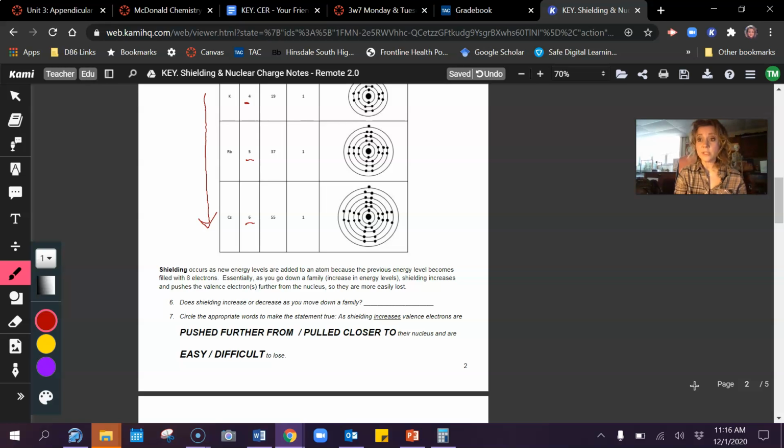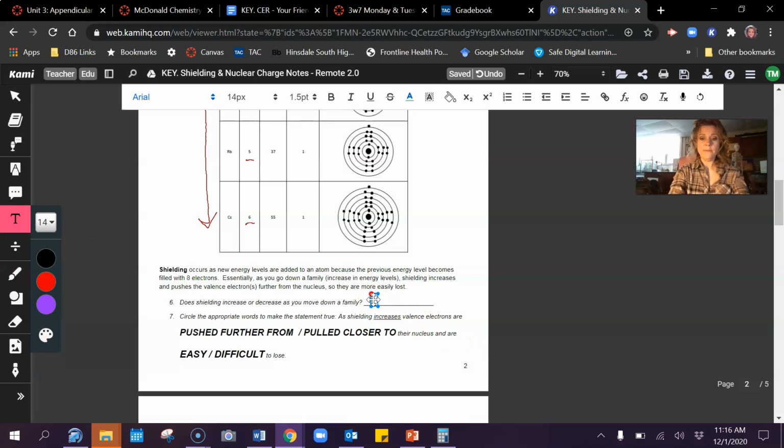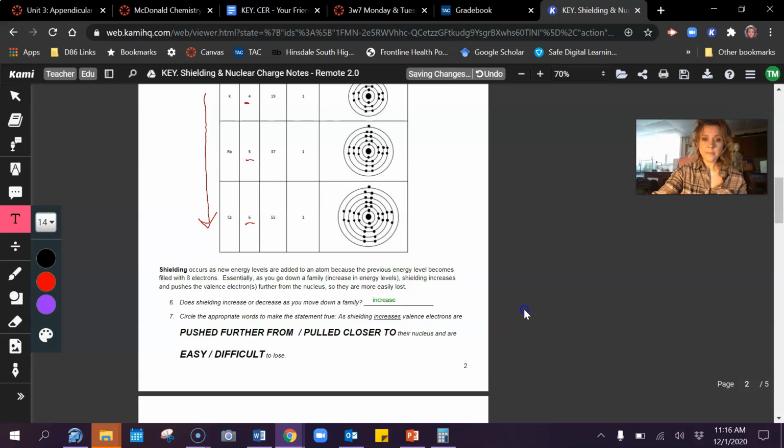So I think that it's very clear that as you move down a family, the number of energy levels goes up, and therefore so does shielding. So shielding is going to increase as you move down a family. Now, number 7 is asking us to circle the appropriate words in order to make the statement true. So as shielding increases, valence electrons are pushed further from or pulled closer to their nucleus.